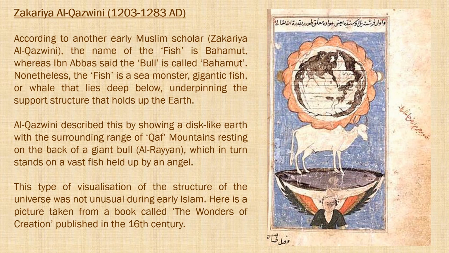According to another early Muslim scholar, such as Zakaria al-Qazwini, the name of the fish is Bahamut, whereas earlier Ibn Abbas said the bull is called Bahamut. Nonetheless, the fish is a sea monster, a gigantic fish, a whale that lies deep below, underpinning the support structure that holds up the earth. Al-Qazwini described this by showing a disc-like earth with a surrounding range of Qaf Mountains resting on the back of a giant bull, which in turn stands on a vast fish held up by an angel.